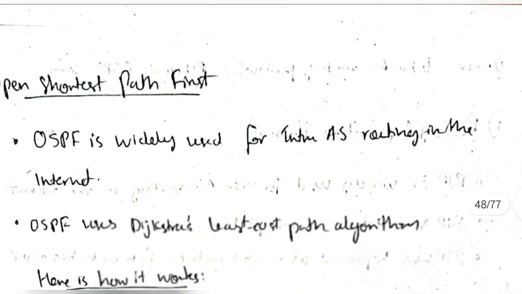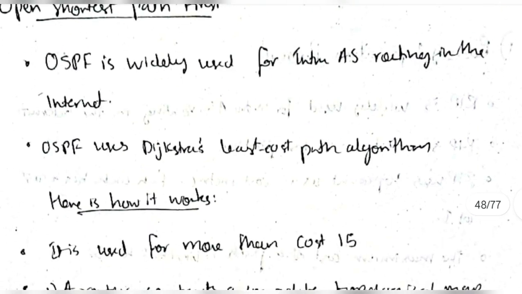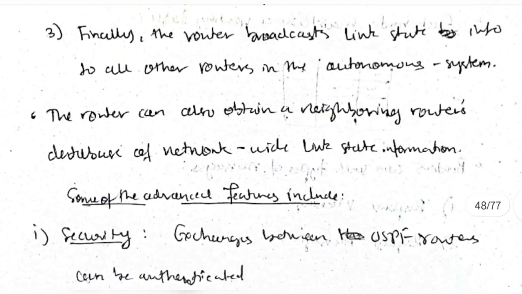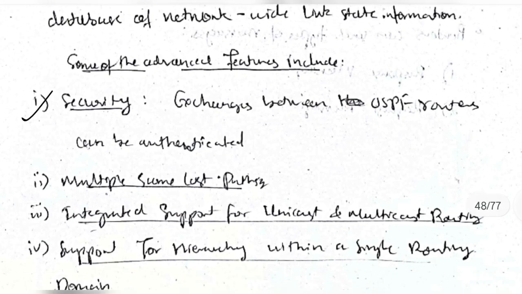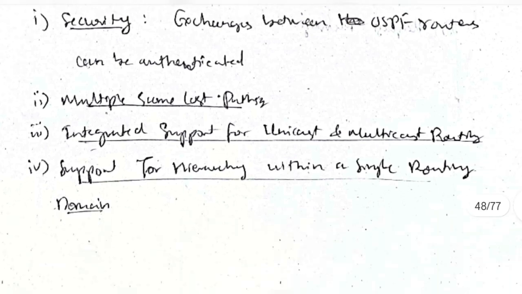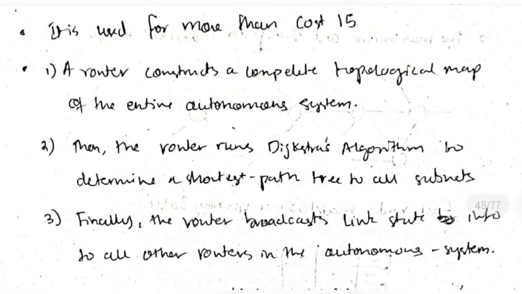The second is open shortest path first. This is used if there are more than 15 nodes. It comes with some advantages, like being more secure. It has multiple paths for the same cost, so if one path is blocked, other paths with the same cost will be available and the information can be transmitted using those paths. Also it has support for unicast and multicast, and support for hierarchy within a single routing domain.